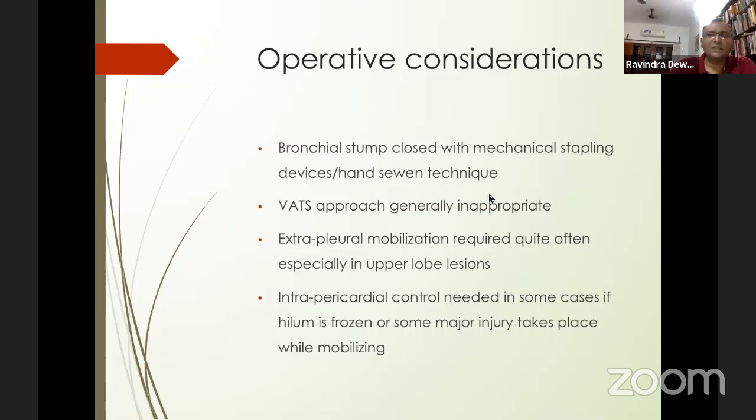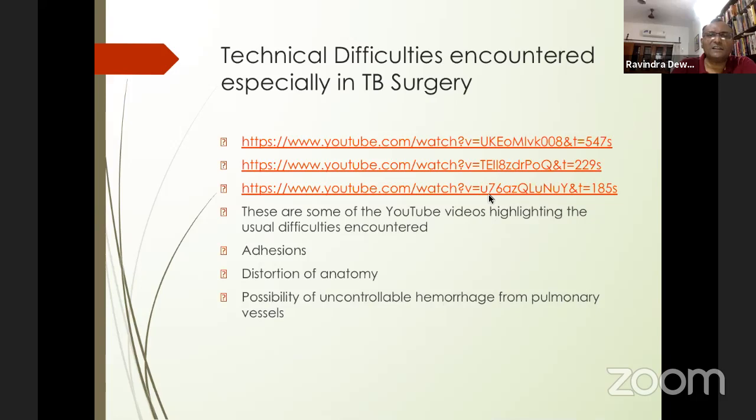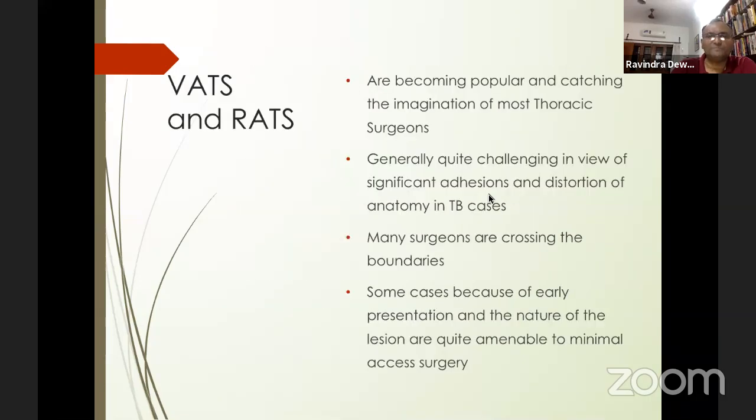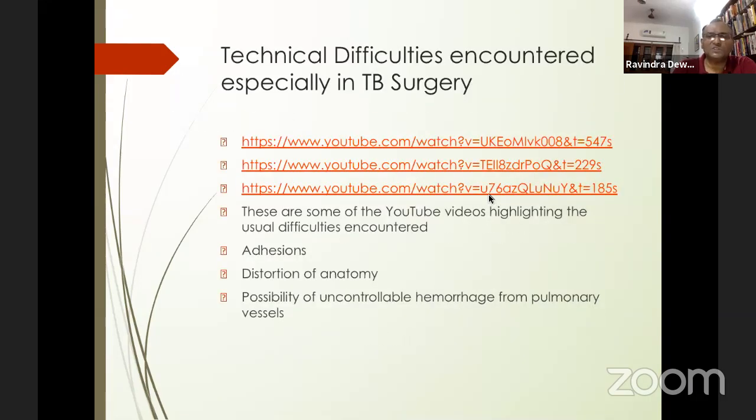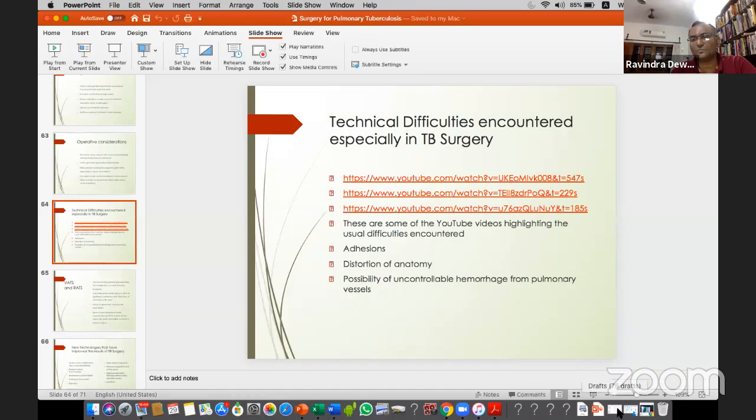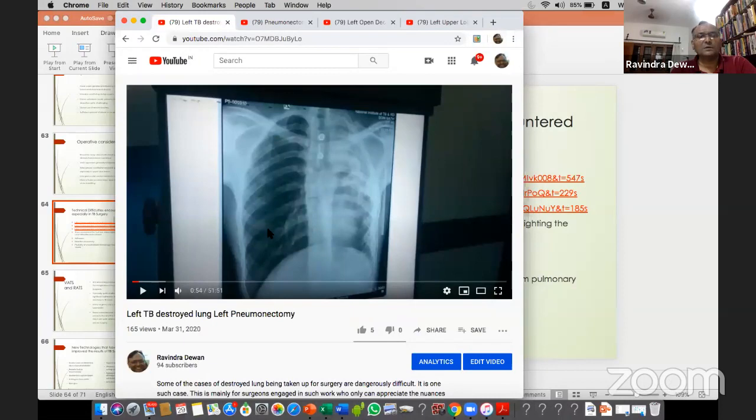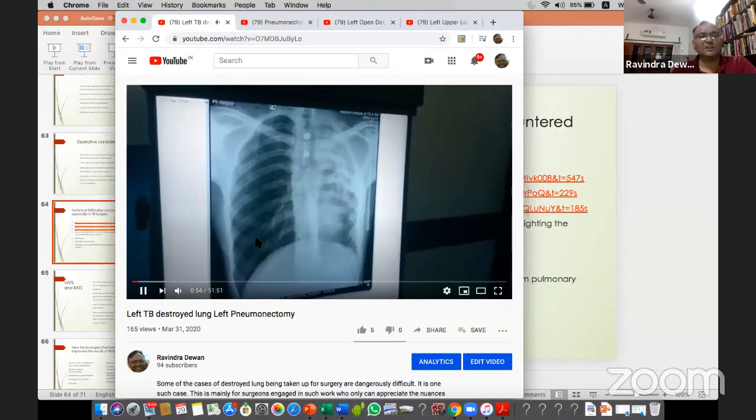And what are the technical difficulties usually encountered during TB surgery? See, we have some of the videos I will show. See, this is a destroyed lung being taken up for surgery.